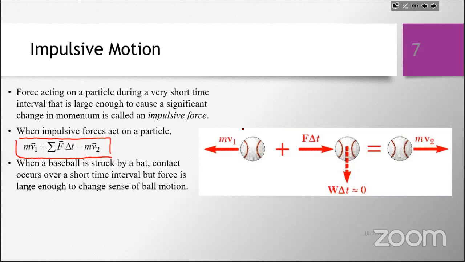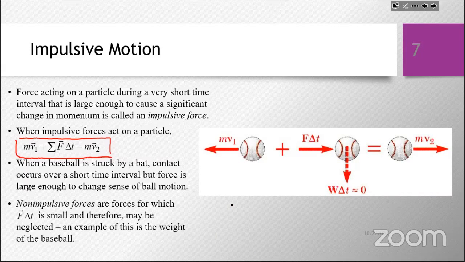When a baseball is struck by a bat, the contact occurs over a short time interval, but the force is large enough to change the way the ball is moving. So when you pitch it, it comes in, and it goes out the other way. You reverse the direction of motion. Non-impulsive forces are forces for which F times delta t is small and therefore may be neglected, like the weight. So when compared to the force of the bat hitting the ball, the weight is small, and so we typically neglect it. Is that right or is it wrong? It depends. Depends on what the weight is, depends on what your time interval is. It's never wrong to include this. We will do a problem where we do include it, and you'll see it's pretty much exactly the same answer. It changes very little, so we'll basically prove why we ignore this.